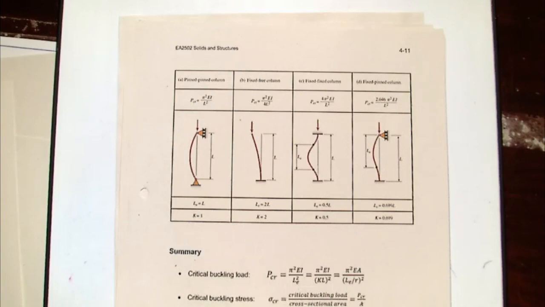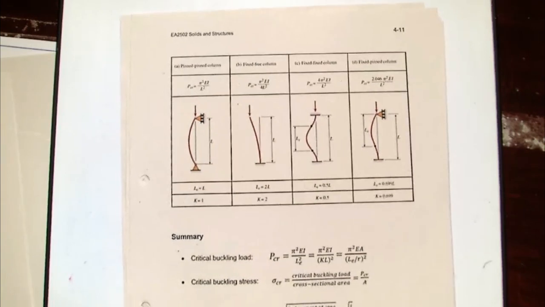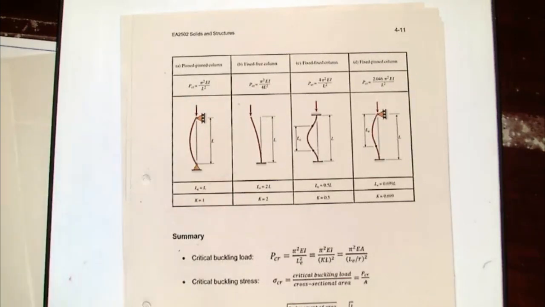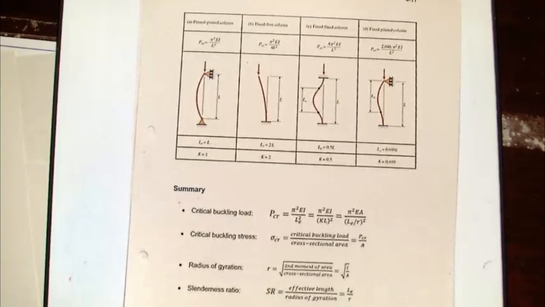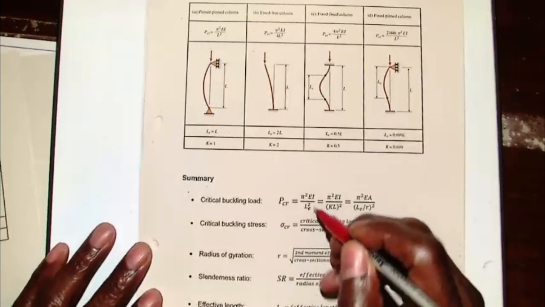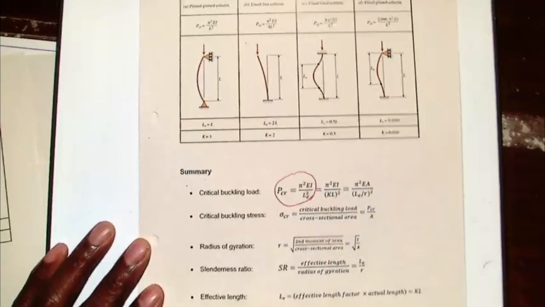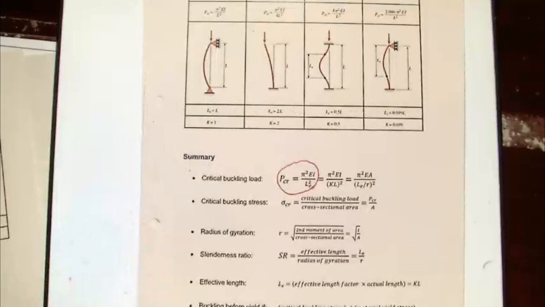So now you can see what the effective length is. For the first one, effective length is just the length. Second one, effective length is 2 times the length. Effective length here is half the length. And the other one is nearly 0.7 times the length. So that is all I need to know. In order to find the particular critical load, all I need to use is that, provided I know the effective length. So I've got E, Young's modulus. I've got I, second moment of area.